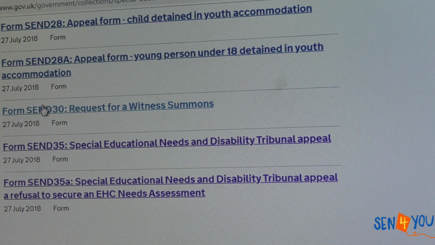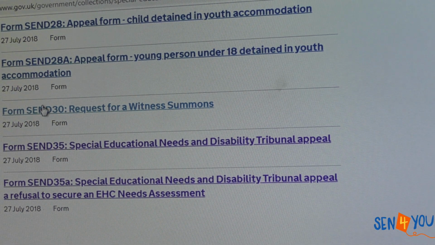So sometimes a witness summons is important for people who can give material evidence about your child, but they may be frightened by adverse consequences from the local authority. And then we get to the 2 major forms that you're going to have to complete if you're going to be going to a tribunal.